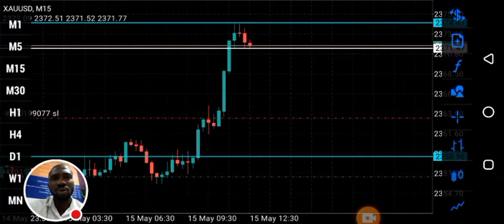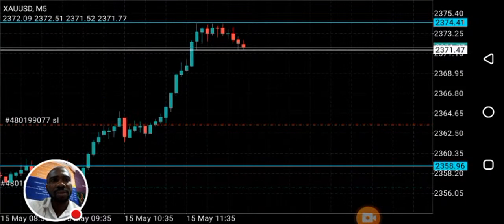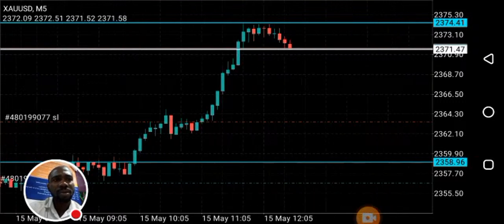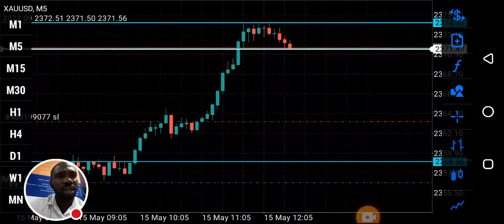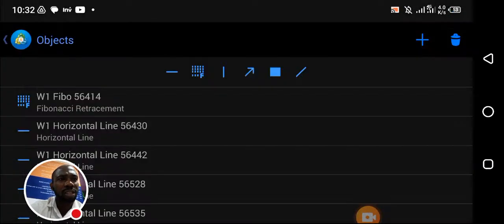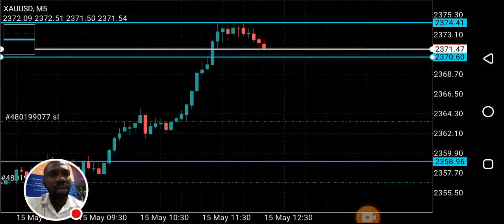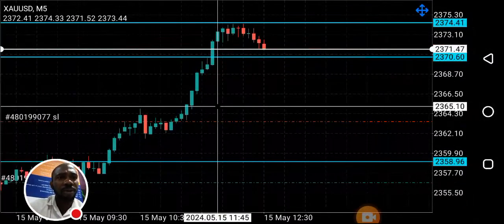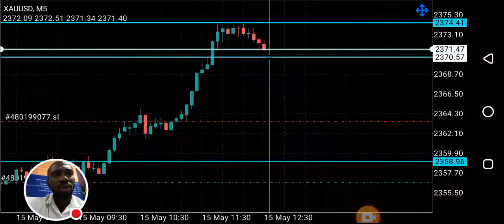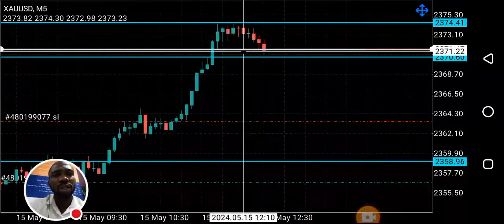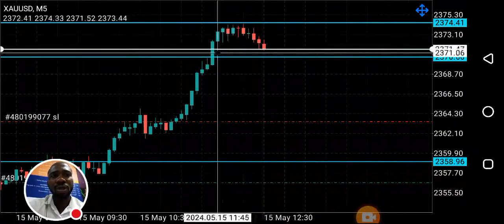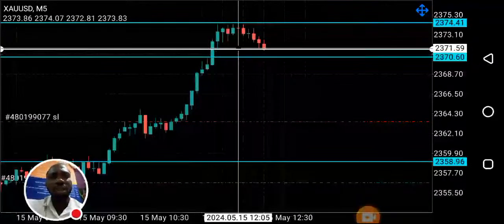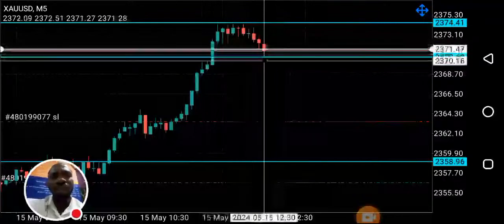But let me see what's happening on 5 minutes. So I'm not going to just exit my trade after a candle closes below that level. A fair value gap was created, as you can see here. So if a 15-minute candle closes below this zone, I'm exiting my trade. Otherwise, this could just be a pullback to fill this fair value gap.